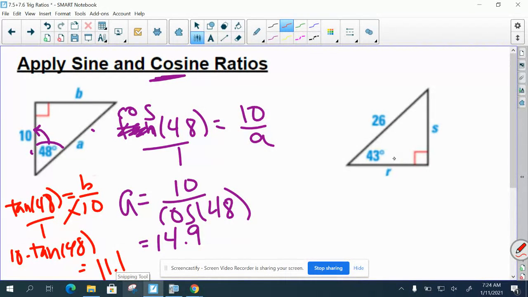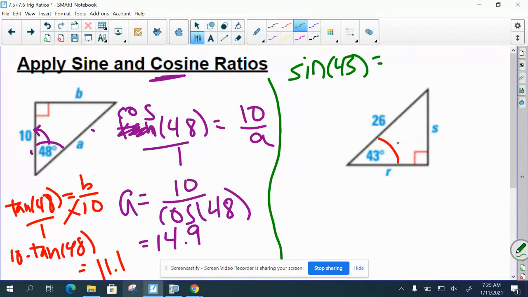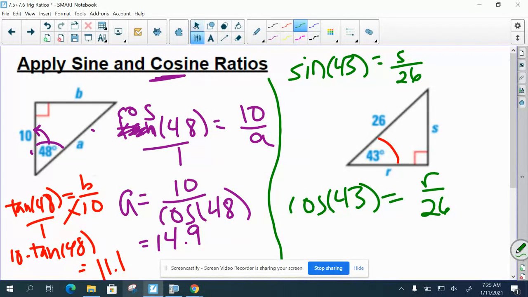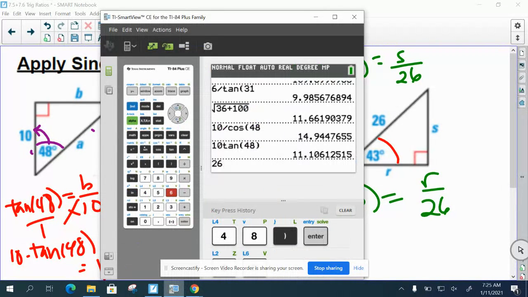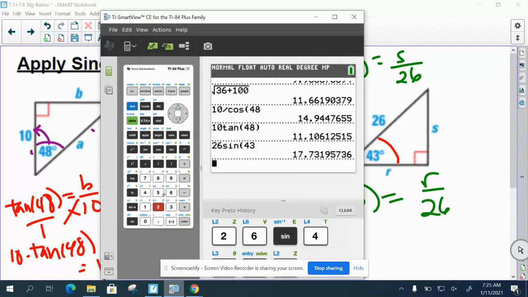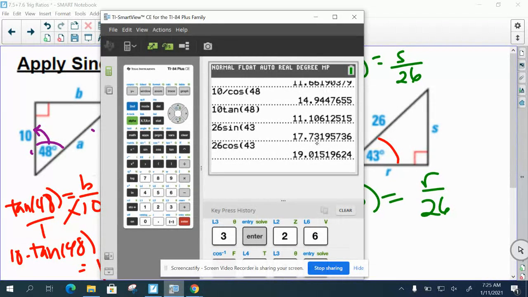All right, for the next one, you've got the opposite and the adjacent missing, but you do have the hypotenuse. So let's use sine to find s and cosine to find r. So the sine of 43 equals s over 26. And then the cosine of 43 equals r over 26. So then we are doing 26 times the sine of 43 and then 26 times the cosine of 43. So you get 17.7 and 19.0.